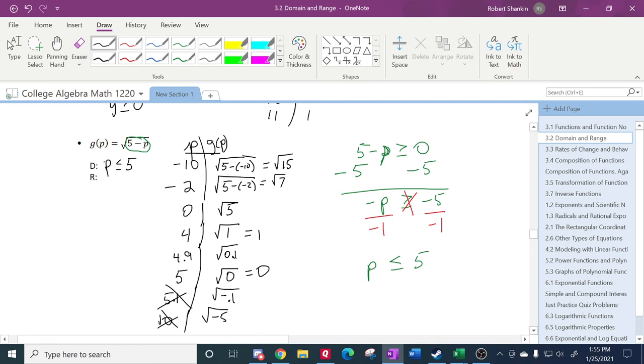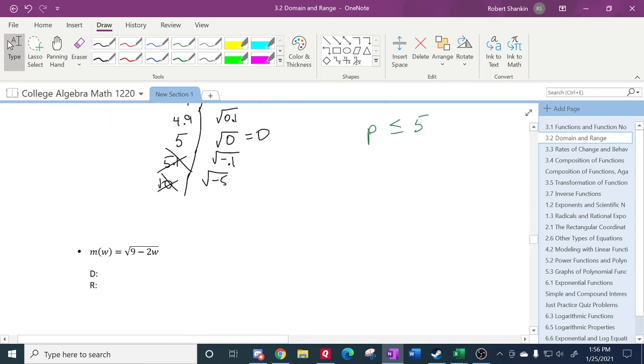And the range is a statement about the output. And we could call it y, or we could call it g of p. When you take the square root of something, you always get positive, you never get negative. So g of p would just be greater than or equal to 0. Any questions on this? Alright, again, two ways to go about it.